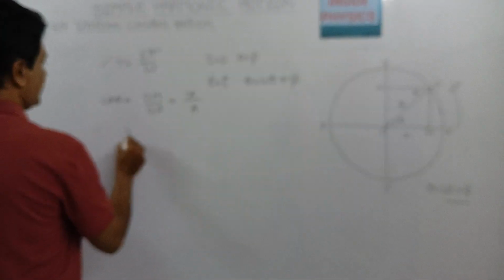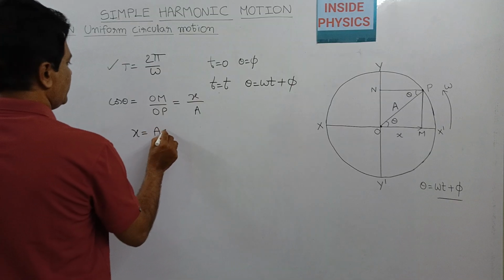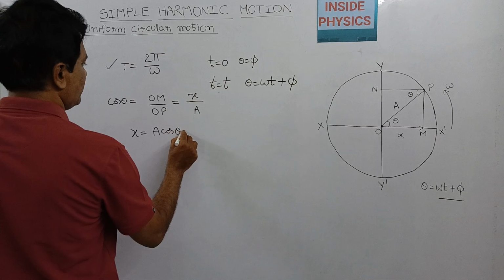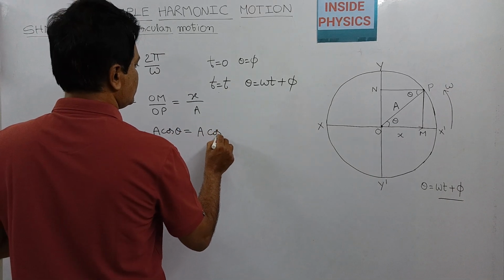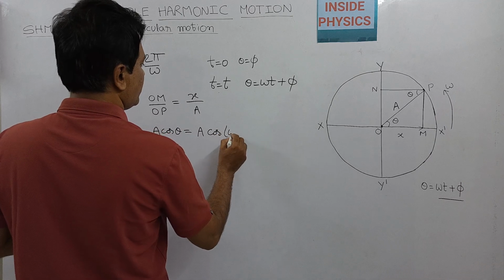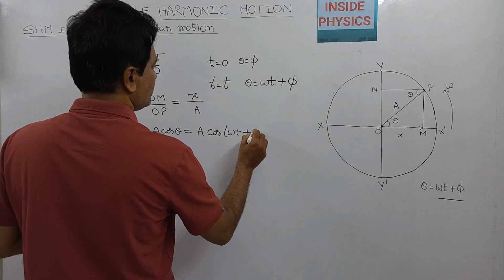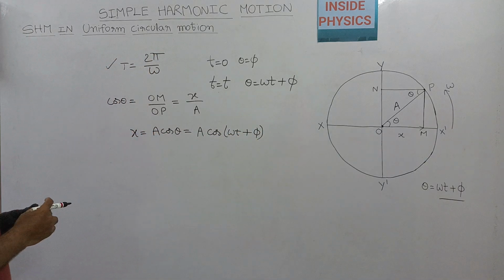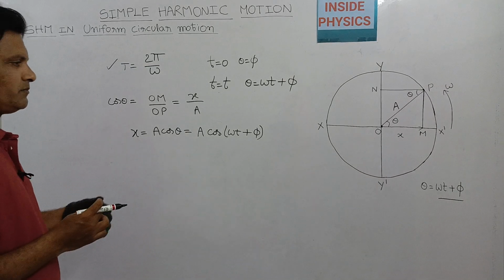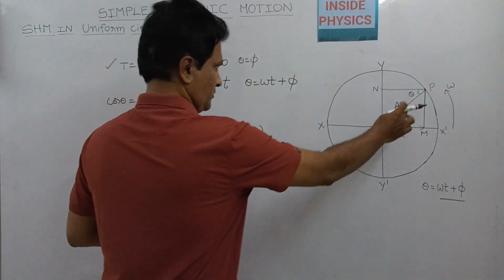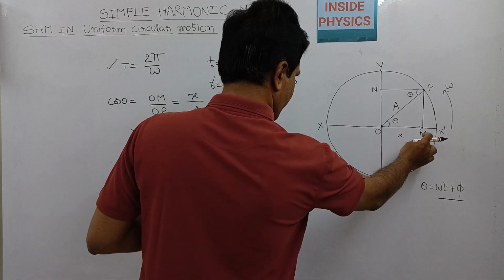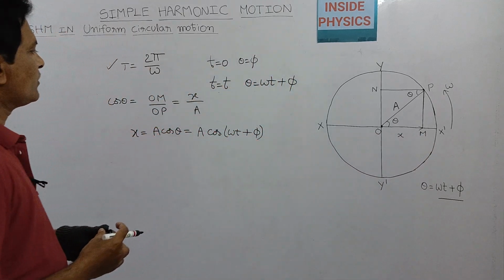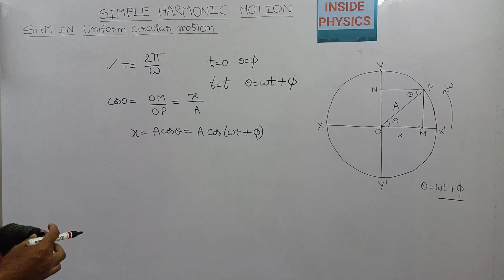So what is displacement here? X is equal to A cos theta. What is theta here? Omega t plus phi. So x is A cos of omega t plus phi. This is the displacement of this projection, that means from the mean position to the extreme position.